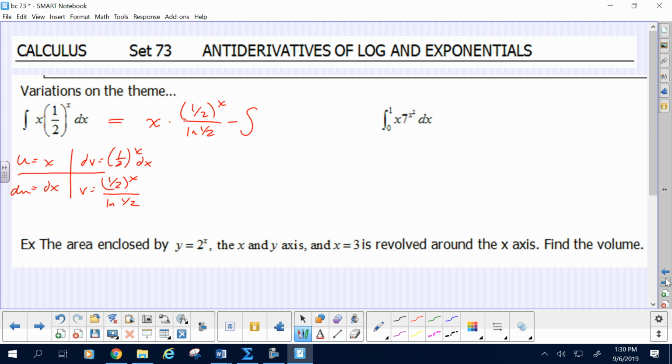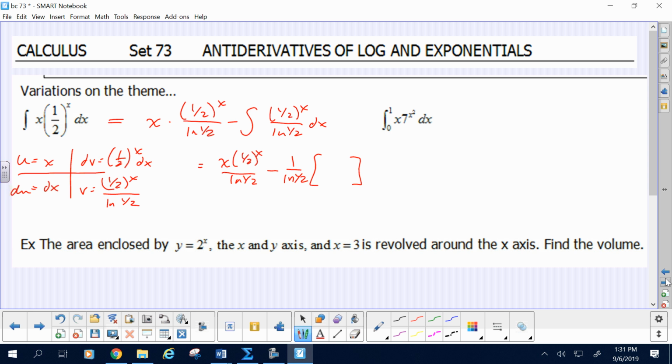Is it plus or minus in uv? Minus. And the integral of v du is 1/2 to the x over natural log of a half dx. Ideally, your integral is easier, and it looks pretty complicated, but is it really that complicated? No, because natural log of a half down below is a constant. So if I mentally move that 1 over natural log of a half out front, then it's really just integrating 1/2 to the x.